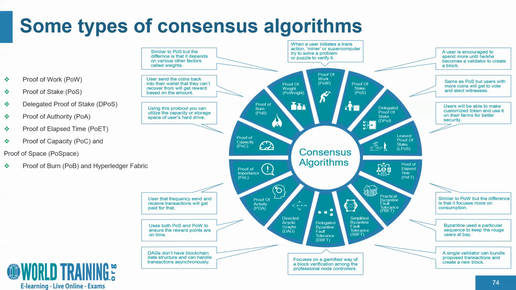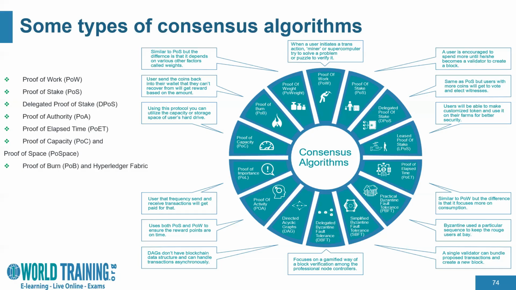Proof of elapsed time is similar to proof of work, but the difference is that it focuses more on overall consumption. Then there is practical Byzantine fault tolerance, PBFT, in which a Byzantine time is used by a particular sequence to keep rogue users at bay. Similarly, we have simplified Byzantine fault tolerance, SBFT. In this, a single validator can bundle the proposed transactions and create a new block.